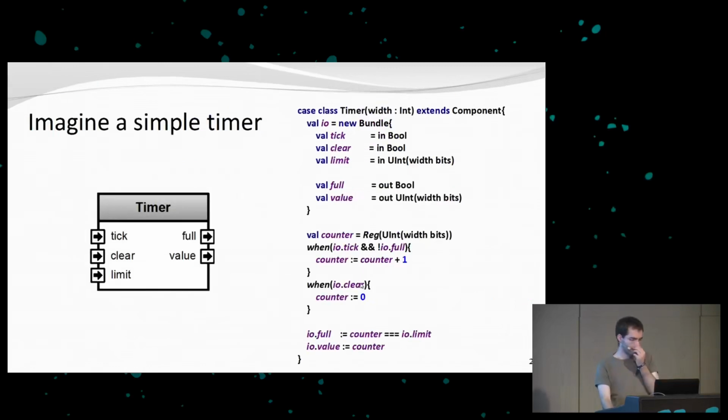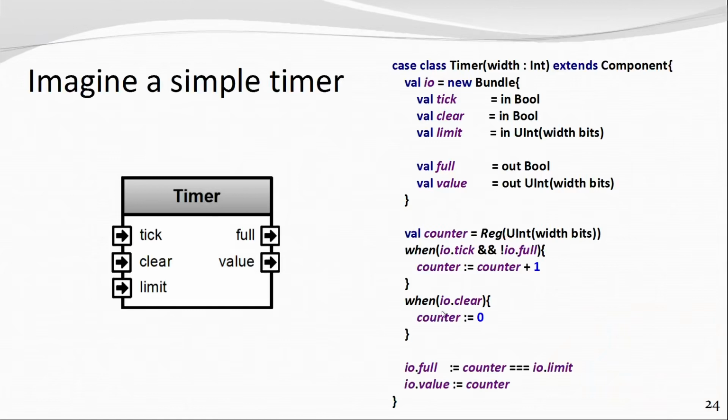Then let's take another example. Imagine you have designed a timer, a simple timer with a simple tick input, a simple clear input, a limit to say when your timer will become full, an output value which will tell you when the timer is full, and a value to get the current value of the timer. So there is a corresponding SpinalHDL implementation of this component, where you define a timer with some parameterization, like how many bits you want for it.